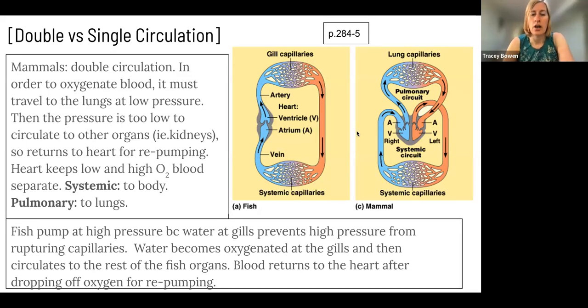Fish, however, are operating in a different situation because they're in water. And they are able to pump their blood at high pressure because the gills of a fish prevent high pressure from rupturing the capillaries. The water in the gills prevents that from rupturing. Then the water becomes oxygenated at the gills and circulates to the rest of the fish organs. So there's oxygen in the water that's going to go into the gills, then that moves to the rest of the fish organs. And then the blood returns to the heart after dropping off oxygen and picking up carbon dioxide, and it's going to repump out to the gills.